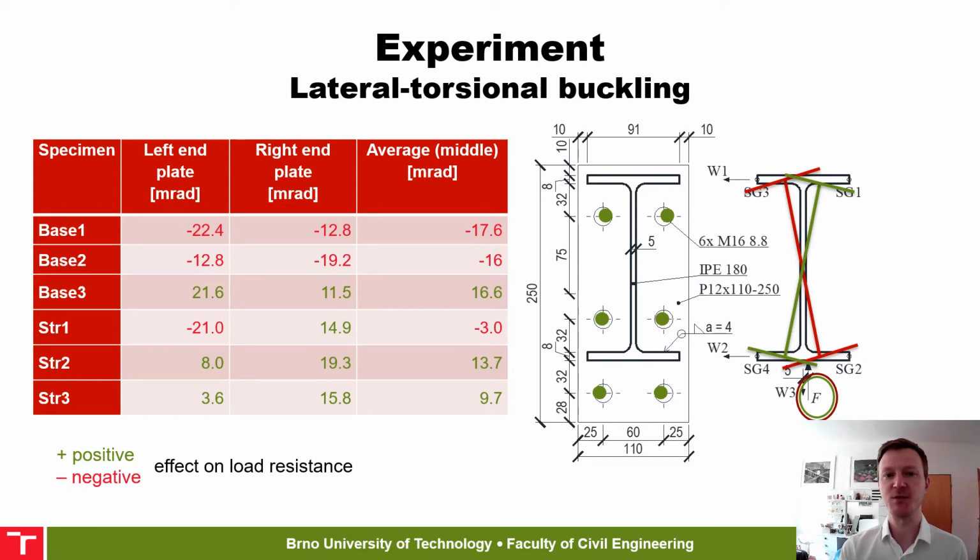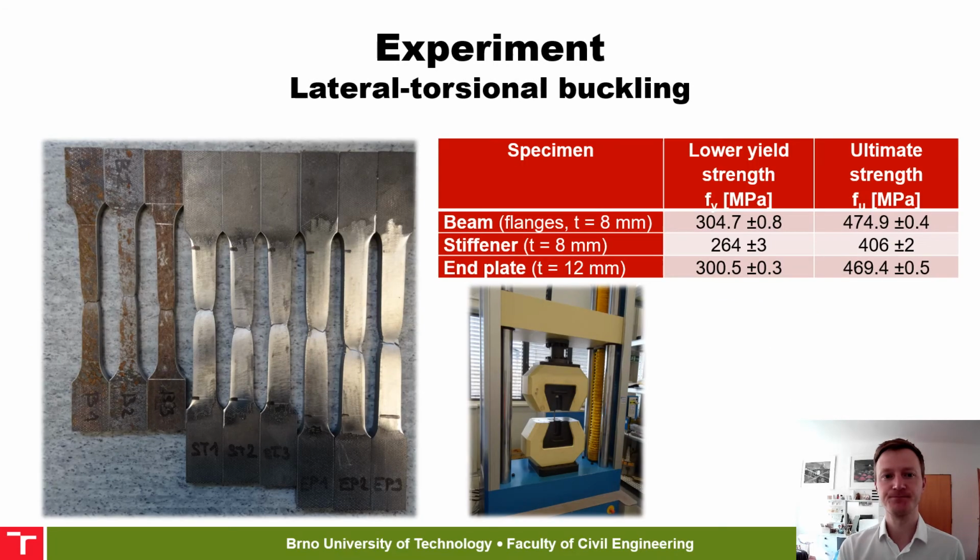It is obvious from the results that the initial rotation of the beam had quite significant effect on the load resistance, because the rotation either added to the intended eccentricity, negative effect, or subtracted from it, positive effect.